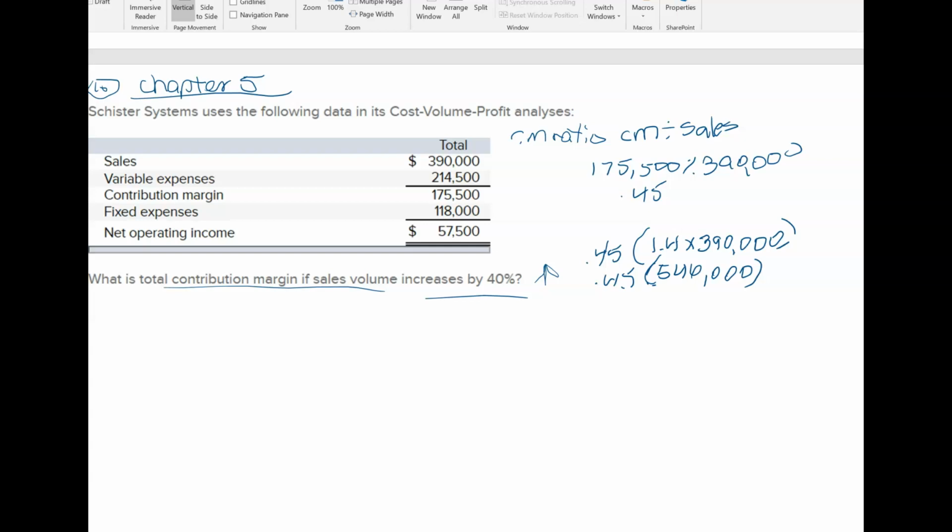And then multiply that by the contribution margin. So the new total contribution margin at a sales volume increase of 40% would be 245,700.